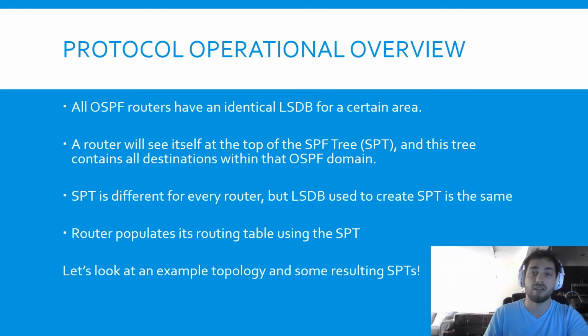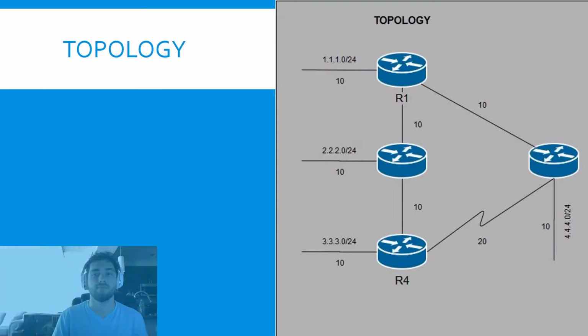Next, we'll take a look at an OSPF topology and then some of the shortest path trees that result from that topology. So here we have a simple topology with 4 routers. This is router 1, this is router 4. This guy over here we'll call router 3. And each router has a network hanging off of it.